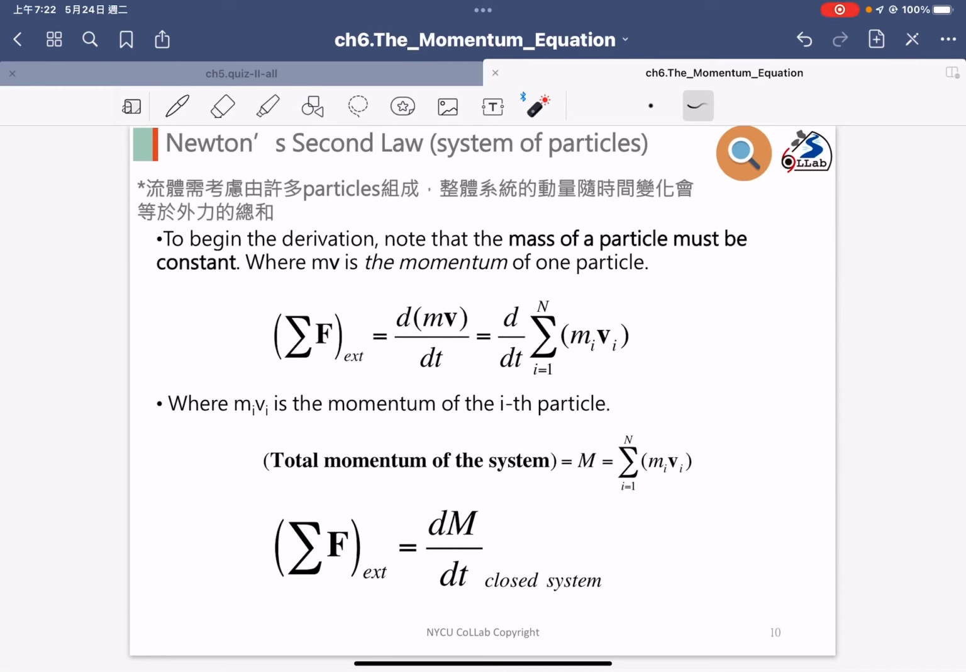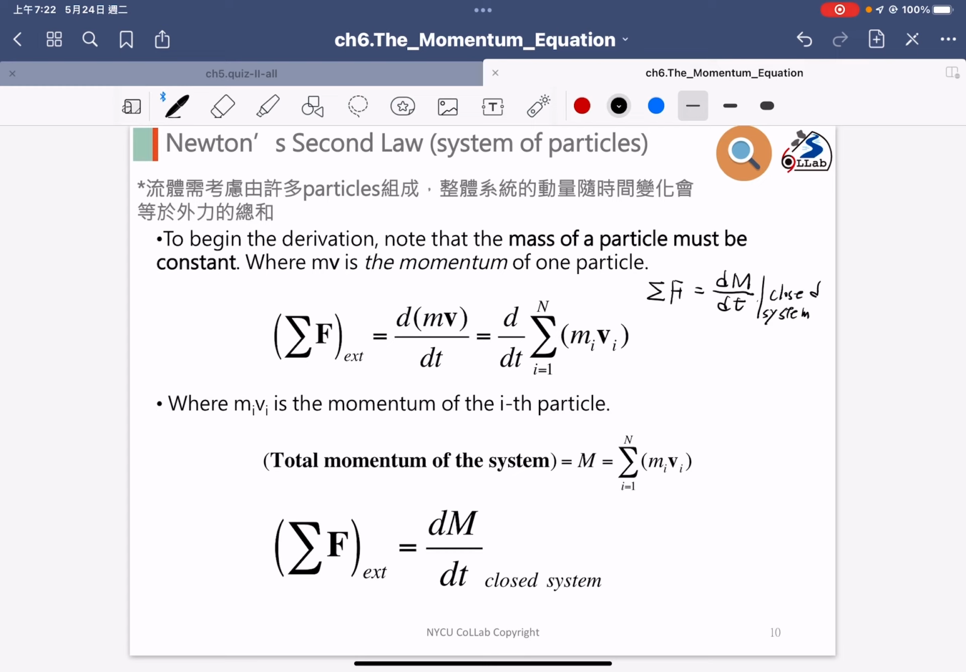Okay, so Newton's second law, if we consider the system of particles, as we mentioned before, in this chapter we discuss the relationship between the external force and the momentum flux. So we know that the sum of the external force will equal the momentum change with time, and this is related to the momentum change in the closed system.